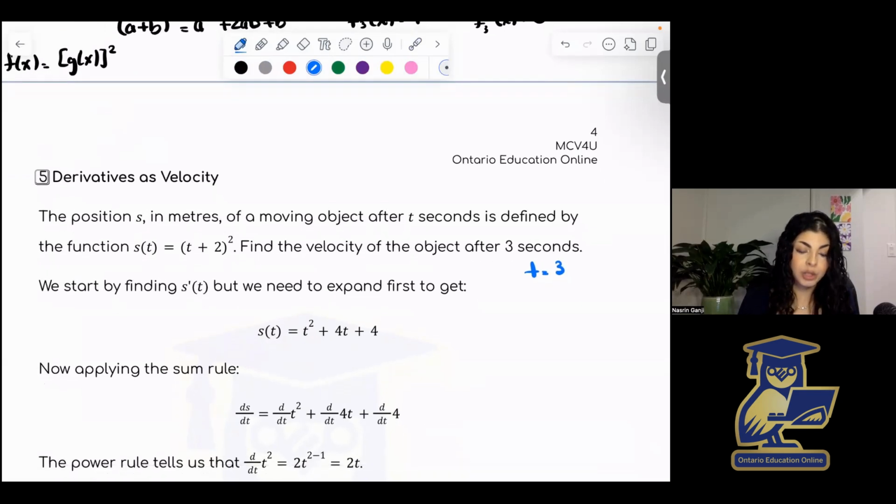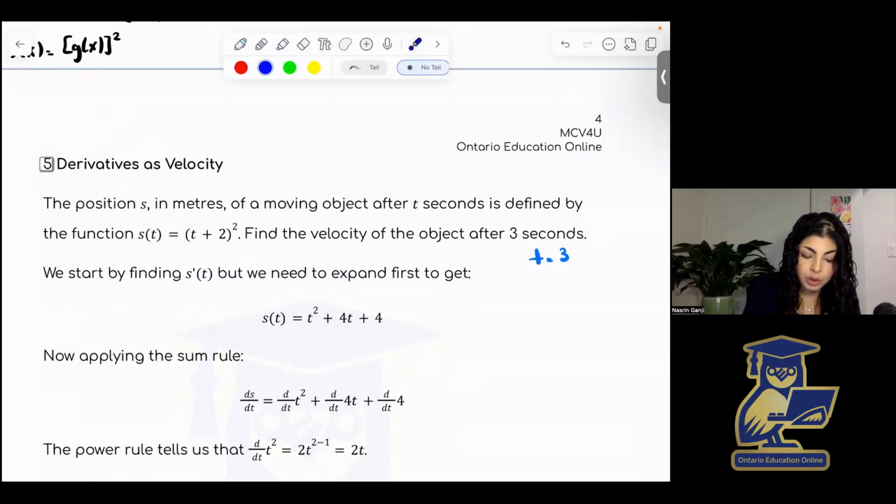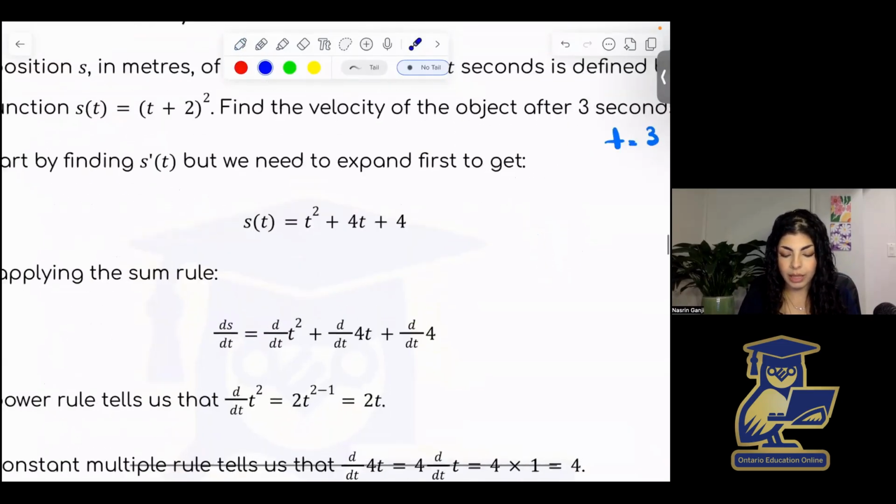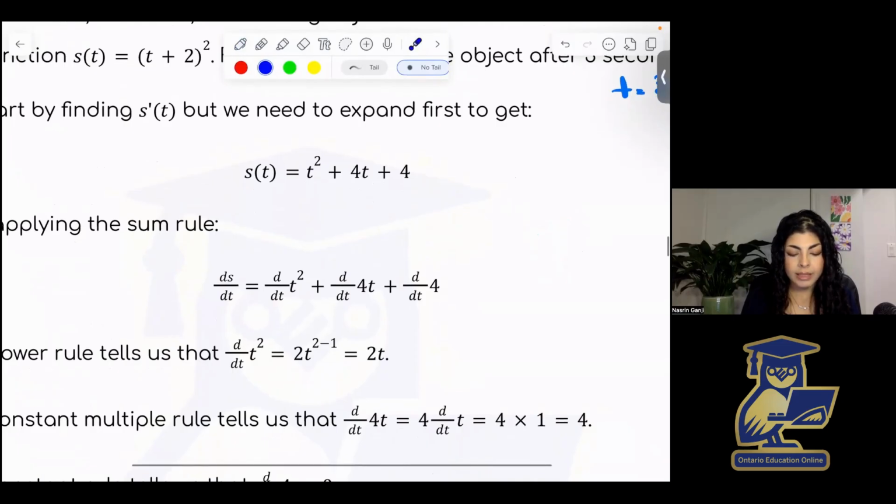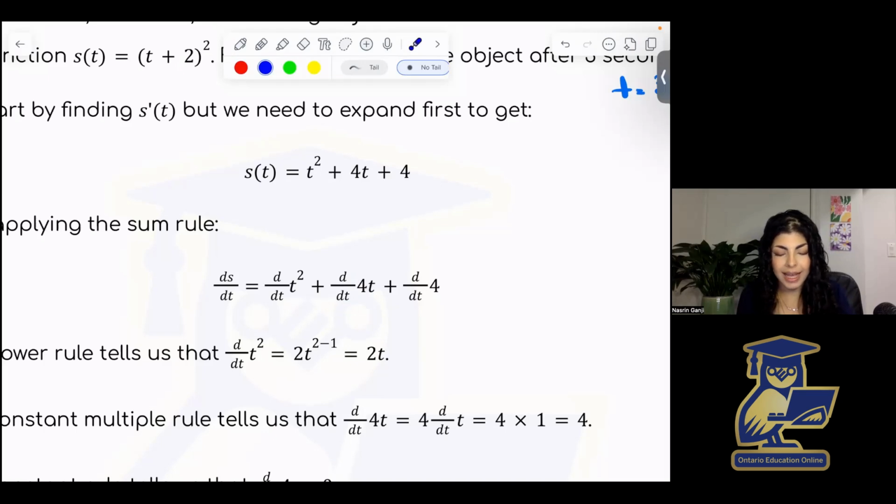And again, like I mentioned, because this is a function squared, you cannot apply the power rule just on its own. So we have to expand. And if we expand, we get s of t is equal to t squared plus 4t plus 4. Now, by the sum rule, and here I'm showing you with Leibniz notation, ds by dt is going to be the derivative of each of those terms. So d(t squared)/dt, d(4t)/dt, and d(4)/dt.